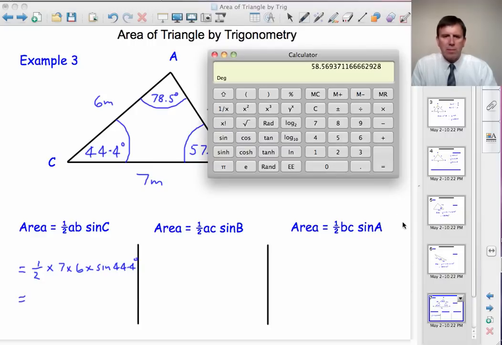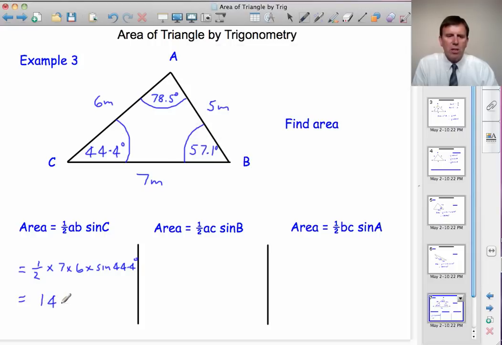Let's get the calculator. 0.5 multiplied by 7 multiplied by 6 multiplied by the sine of 44.4 degrees equals 14.69. So let's say 14.7 to one decimal place. 14.7, and the units will be in metres squared.